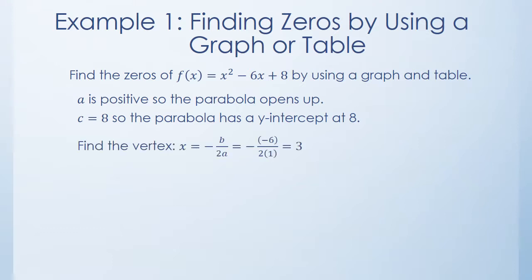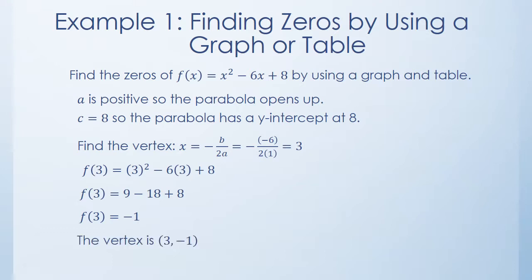And then to find the vertex, we use x equals negative b over 2a. We plug in b is negative 6, 1 is a. We do our math, we get 3. Plug it back into the function, and you get negative 1. So our vertex is at 3, negative 1.